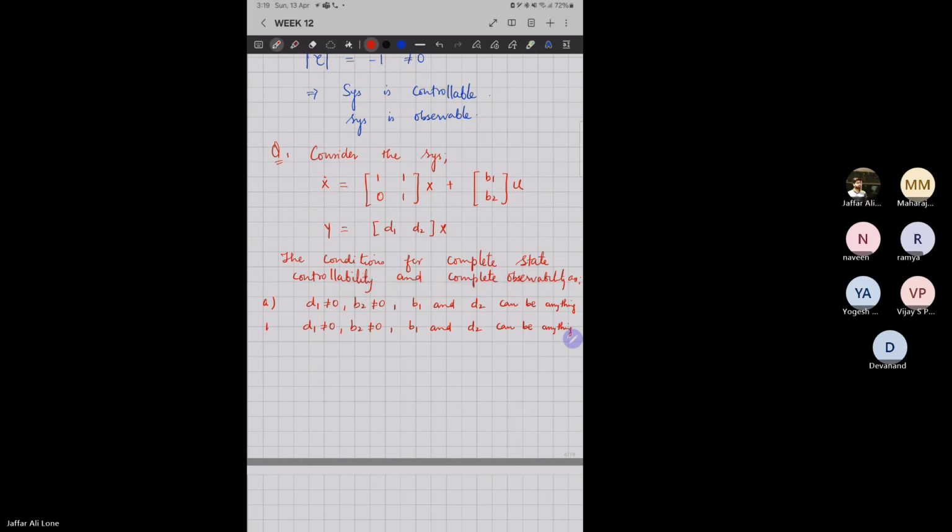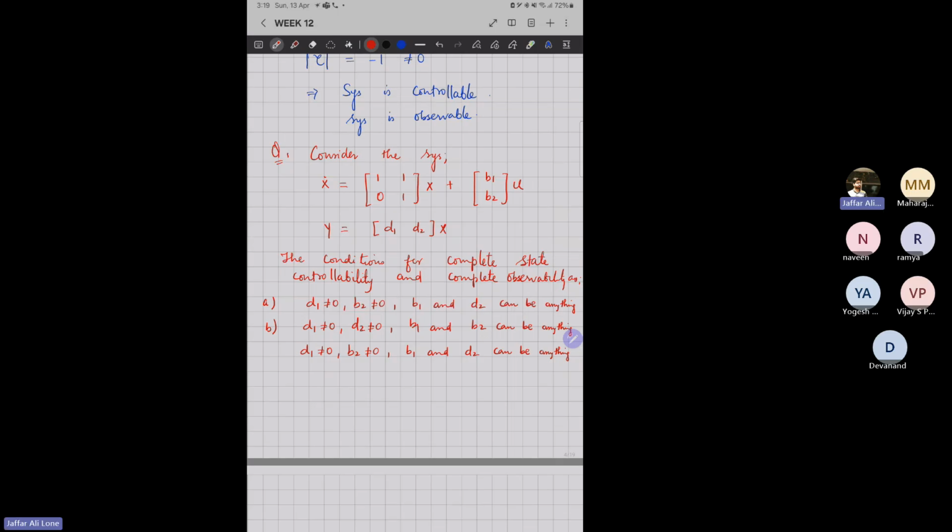Similarly, D1 not equal to 0, D2 not equal to 0, B1 and B2 can be anything. So instead of writing this option, we have to solve. Yeah, please solve it.